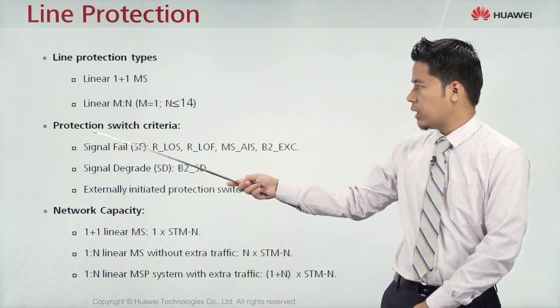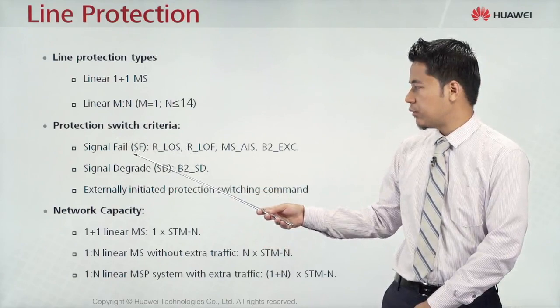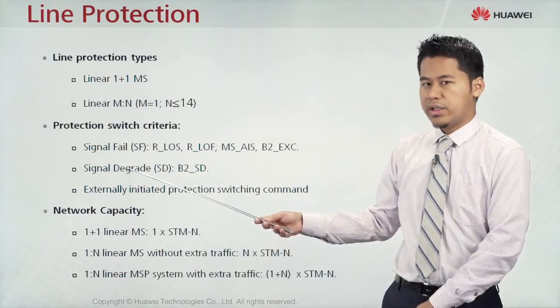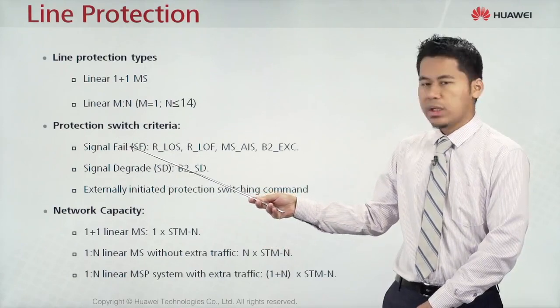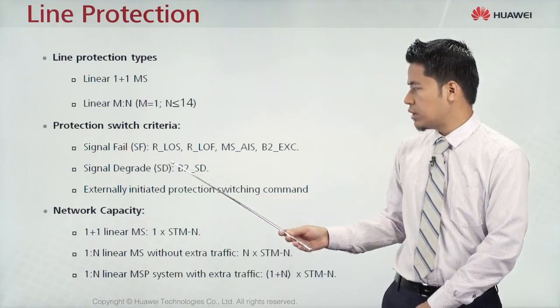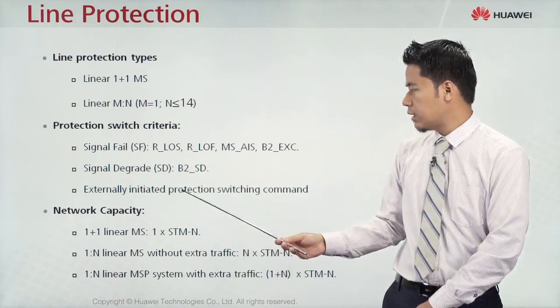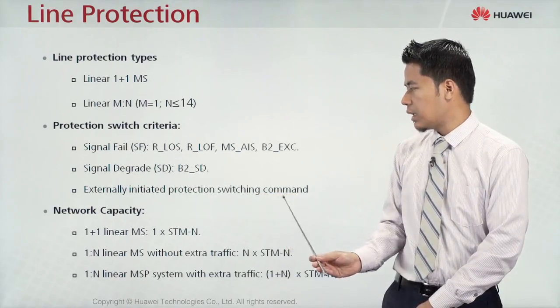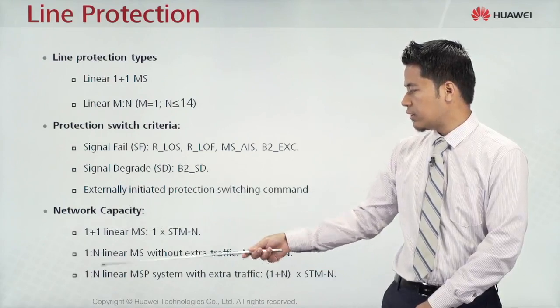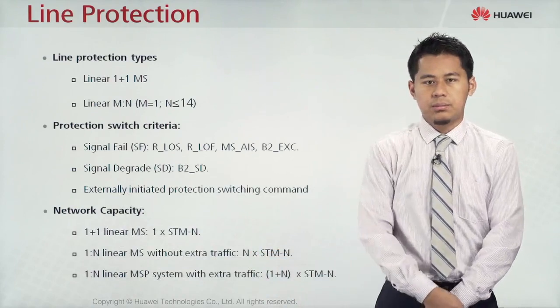The second one here will be the protection switching criteria. This is the alarm that you can find for signal failure and also for signal degrade. Most of the time, signal failure means you have a cut and an alarm. And signal degrade means your power could be reduced. In here, we also have the internally dedicated and protection switching command and network capacity. Of course, this is what we call linear, which is an option you apply for the protection.